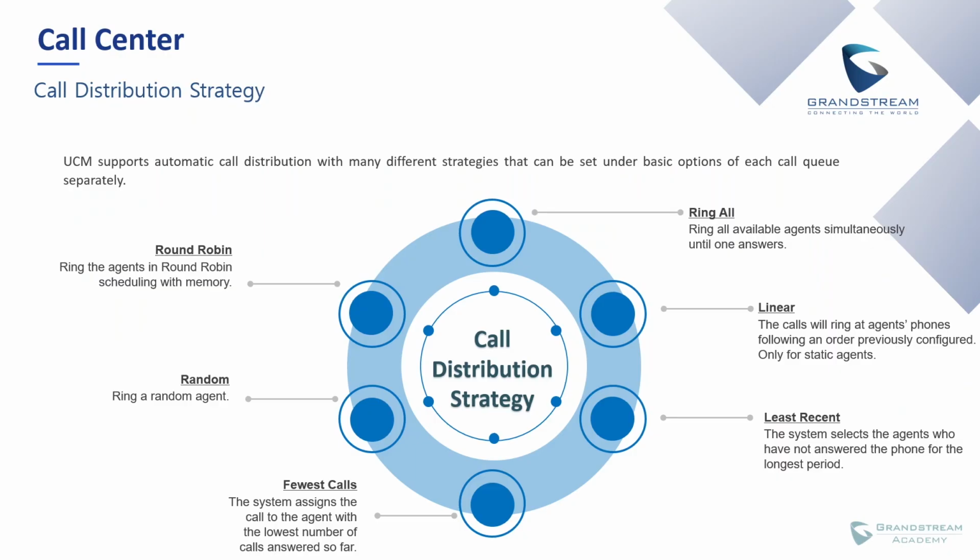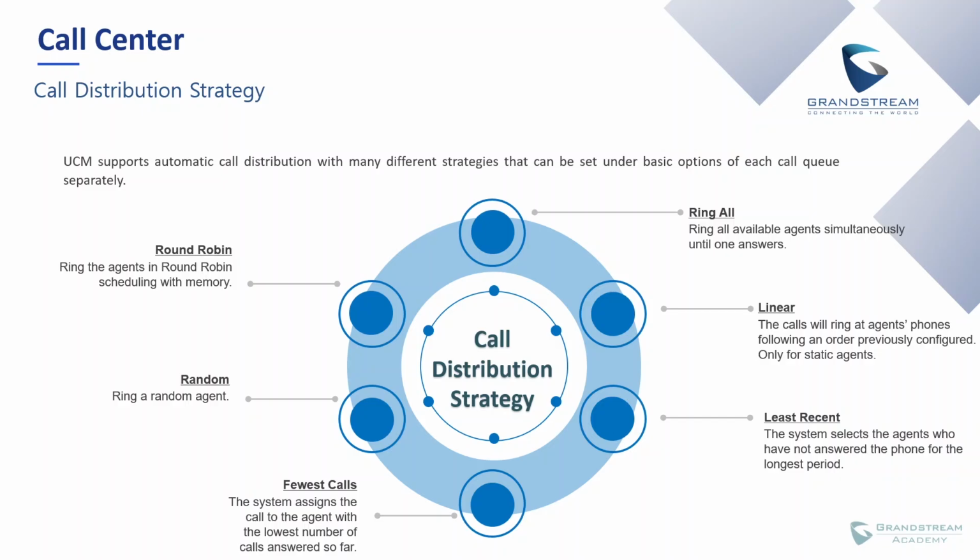Now we're going to talk about the call distribution strategy. A call distribution strategy, or call queue strategy, dictates how the PBX will distribute incoming calls to the agents. UCM supports automatic call distribution with many different strategies that can be set under the basic options of each call queue separately.